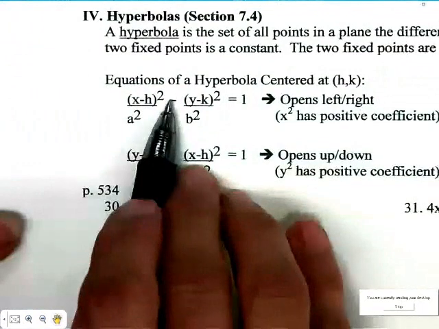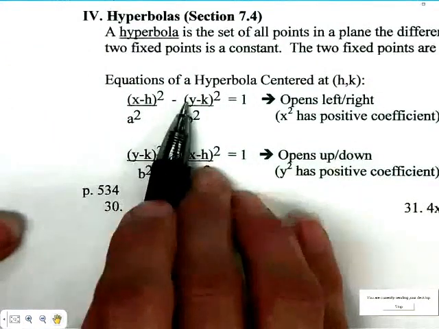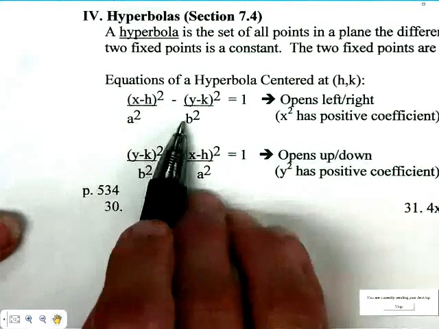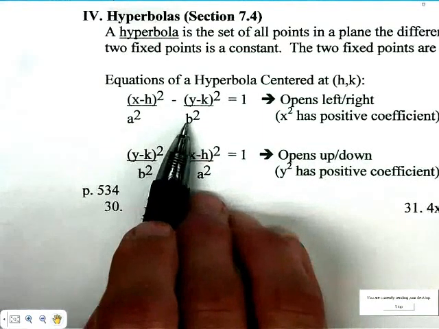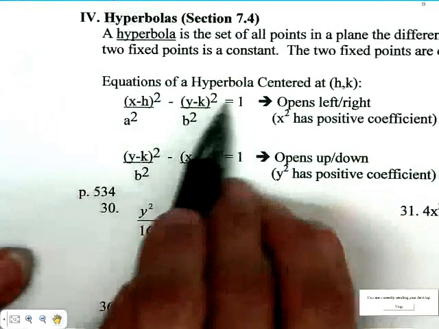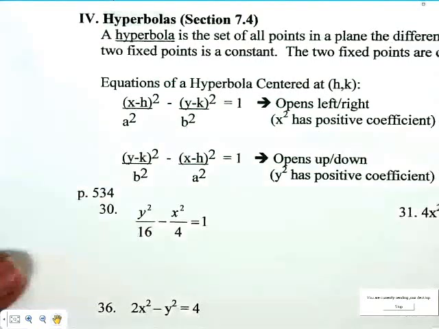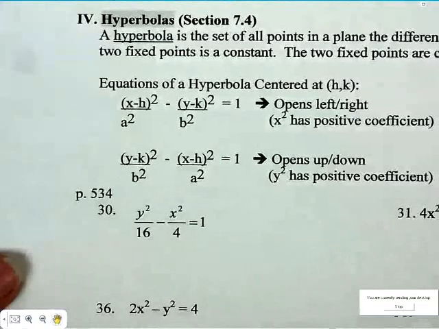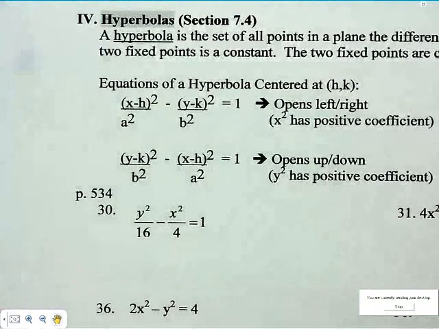It'd be an ellipse with center h, k, and the a would still give you the distance left and right. The b would still give you the distance up and down from the center. You still have to get a 1 on the right-hand side in order to get that important information you need to graph a hyperbola.